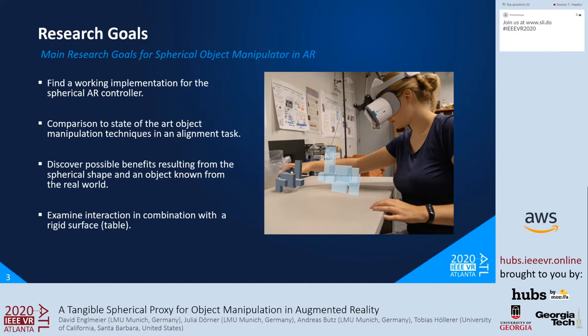Second, we wanted to issue a comparison to state-of-the-art manipulation techniques in an alignment task, to gather data on how our approach would perform in comparison to already established methods. Third, we wanted to discover possible benefits coming from the spherical shape alone, but also from an object already known from the real world, such as the sphere certainly is. Last, we wanted to see if the sphere would have advantages when used in combination with a rigid surface, in our case a table, as we can see on the image on the right.